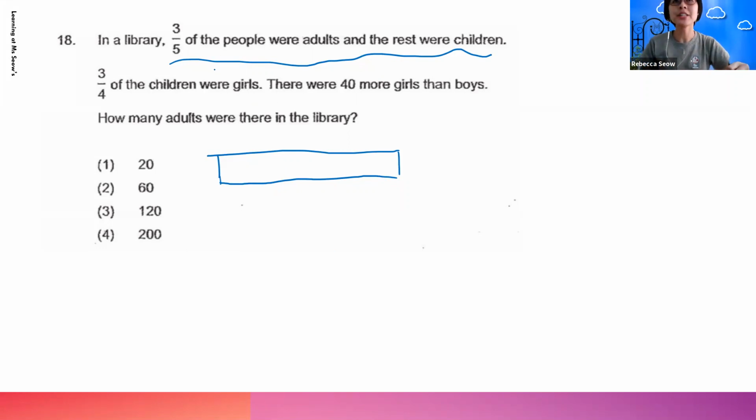If the question mentions that 3/5 were adults, just based on the 5 units here, actually tells you that the total number of units is 5 altogether. Okay, and I'm going to indicate the 3 units here as that of adults. And the rest were children. So this means that the other 2 units here refer to children. So far, so good. Let's move on to the next sentence.